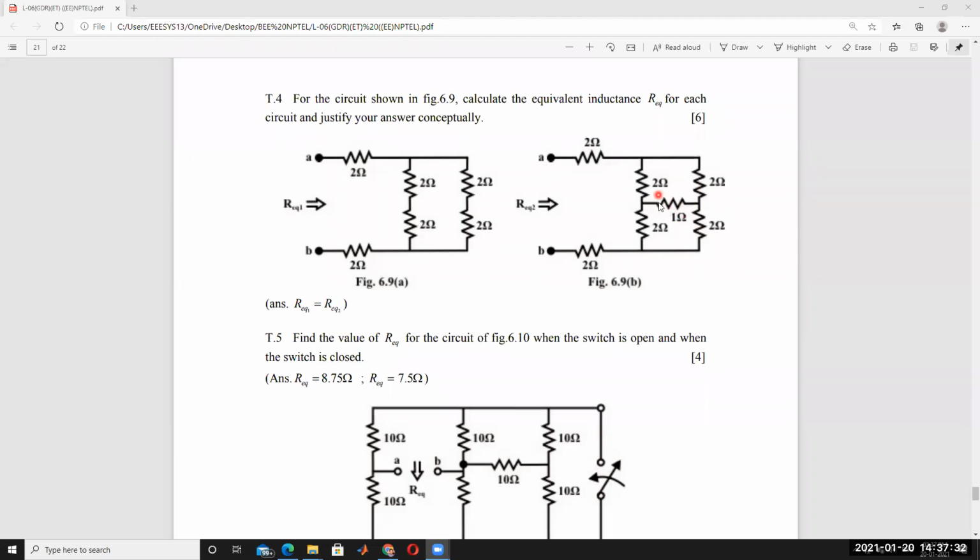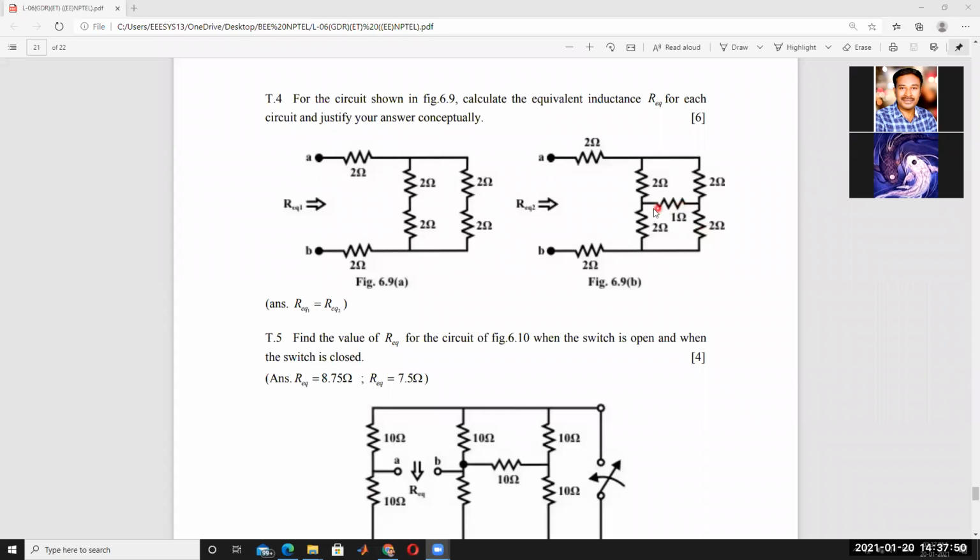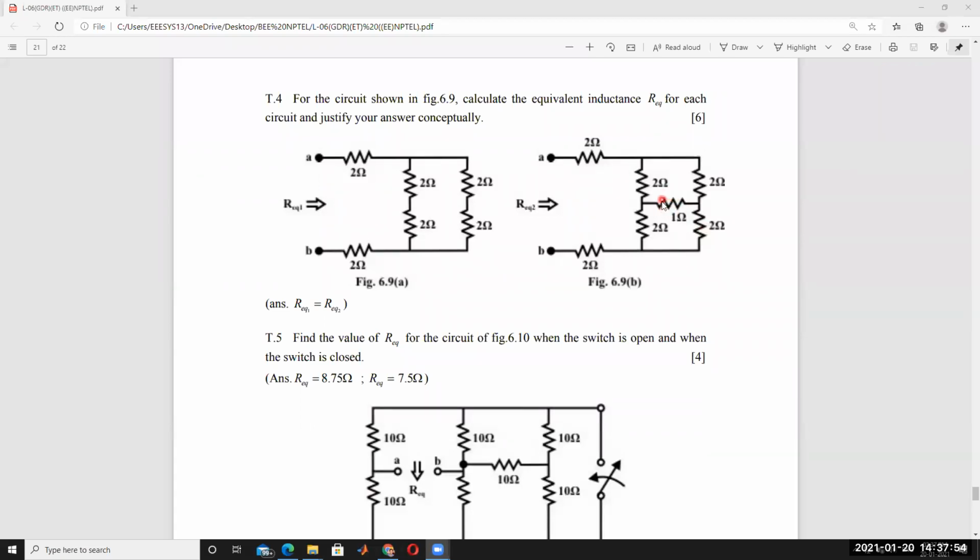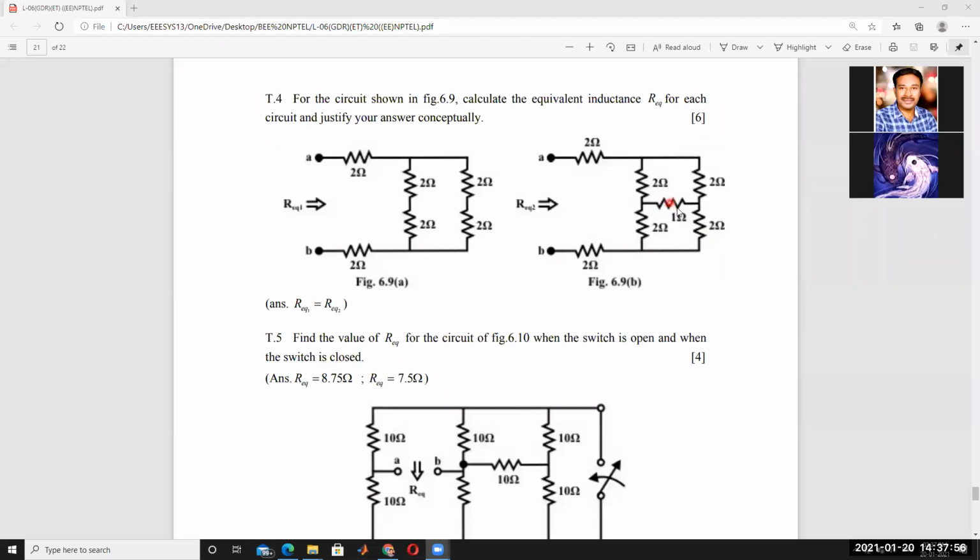Understood? According to the balanced bridge concept, if 2 ohm into 2 ohm, that is 4, is equal to 2 into 2, 4, so 4 is equal to 4, in that case there is no current flowing through the 1 ohm resistor. That's why we eliminate it, open this branch. By eliminating this 1 ohm resistor, it looks the same. Then in that case, you will get R equivalent 1 is equal to R equivalent 2.